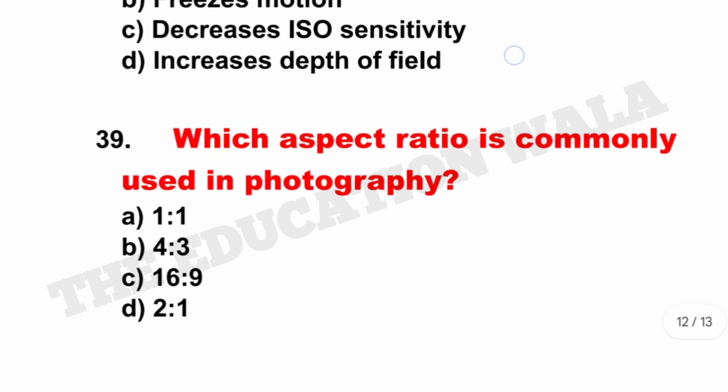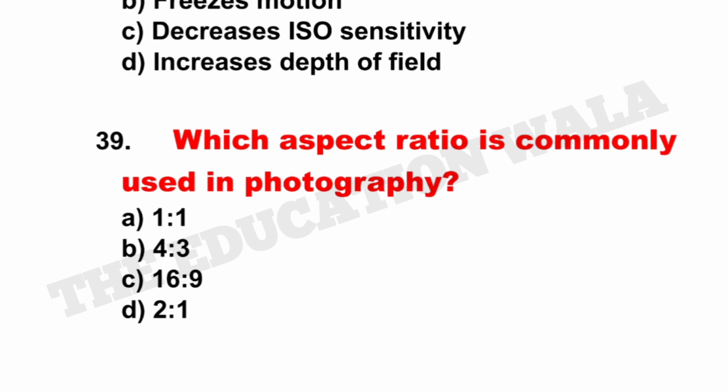Question number 39. Which aspect ratio is commonly used in photography? Option A, 1 is to 1. Option B, 4 is to 3. Option C, 16 is to 9. Option D, 2 is to 1. The right answer is 4 is to 3.